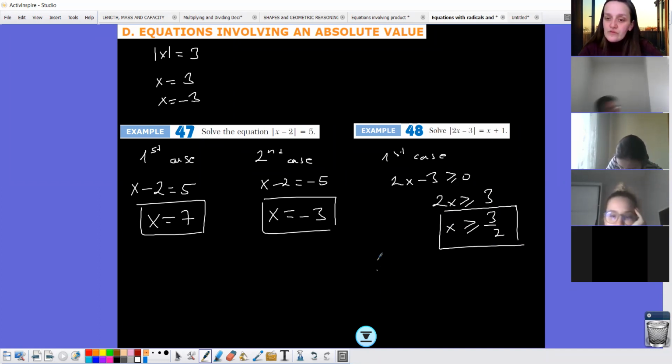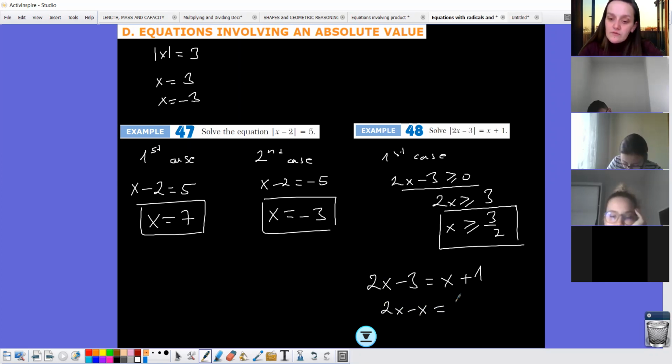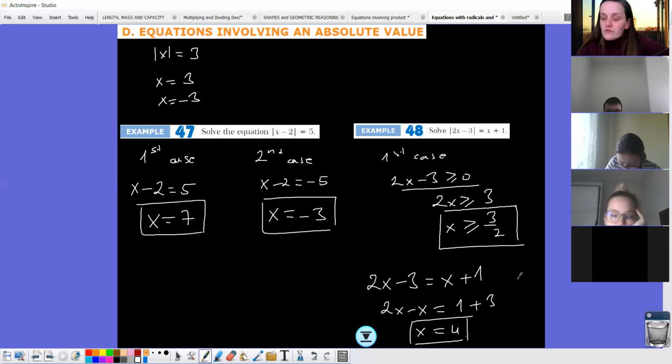Now, how will I continue? I will take what I said, that 2x minus 3 is positive, so I'm taking it out from the absolute value as positive. And then I will try to solve, unknowns on one side, knowns on the other side. 2x minus x is equal to 1 plus 3, so x will be 4. Is 4 greater than 3 over 2? Yes, so this one is one of the solutions.